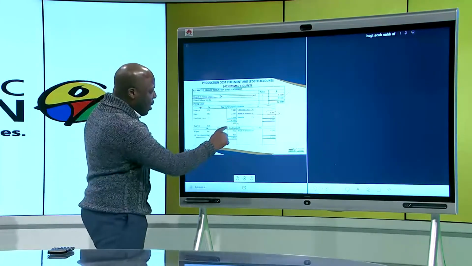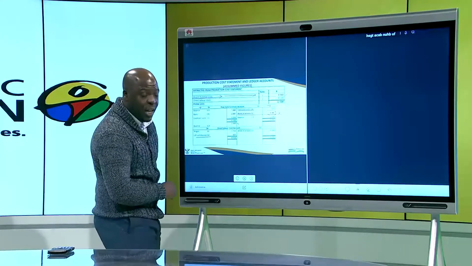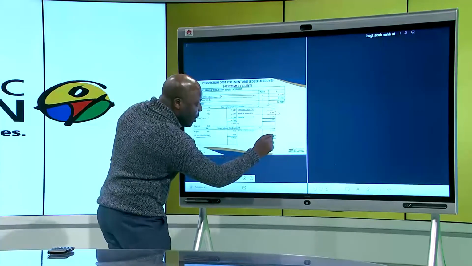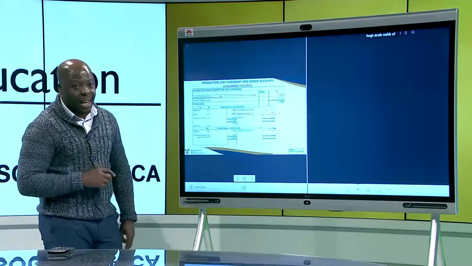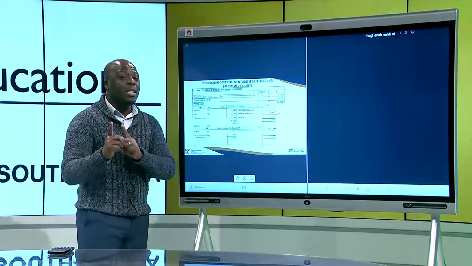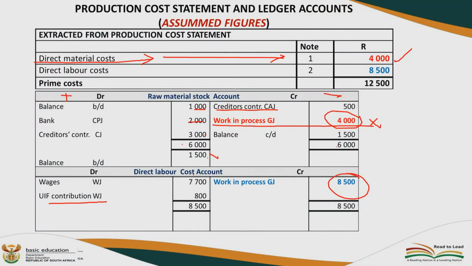And then once we have added them together, we're going to have now to close it off to the work in process account. So the 8.5 that we'll be having here is now what is taken to the work in process account. In this particular case, boys and girls, we take this where? Very correct. We take it to our production cost statement, to our direct labor cost. So we have our 8.5, which was here. It then appears here.